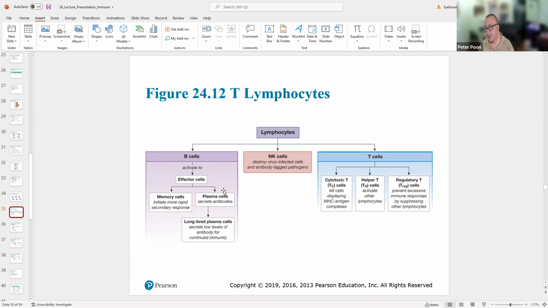I'm gonna skip natural killer cells. Okay, B cells and T cells form effector cells and memory cells. The memory cells stay around for round 2. The plasma cells secrete antibodies, and the T cells actually do stuff.